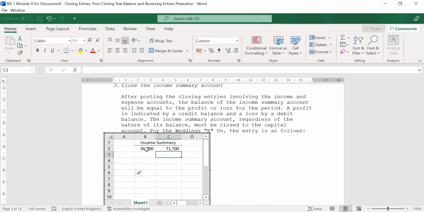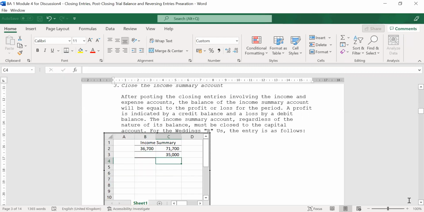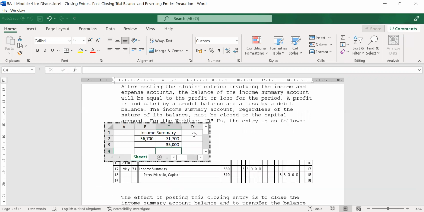what is the balance at this point of the income summary account? It's a credit, because the credit is larger than the debit, for 35,000. Okay. So that is the balance of the income summary, credit. So we will close it to the capital account.